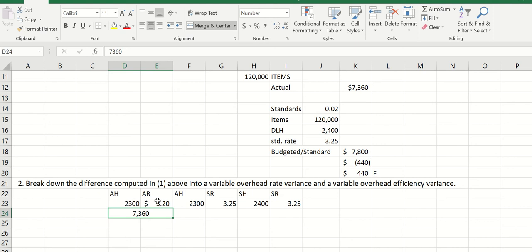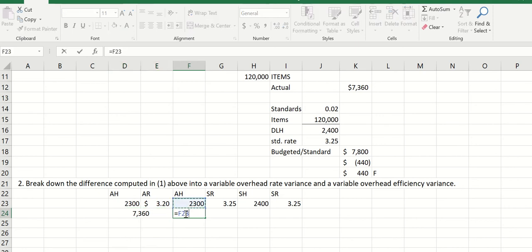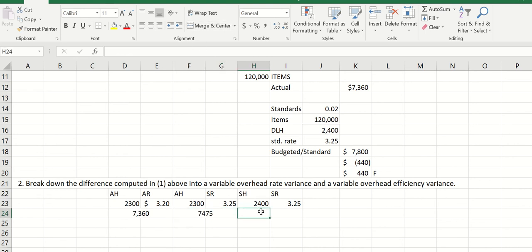And so remember, we could merge these. So this one times this one would give you your middle number. 2,300 times $3.25. Actual hours times standard rate would give you this number. And then standard hours times standard rate will give you this number. And now we can identify our variances.